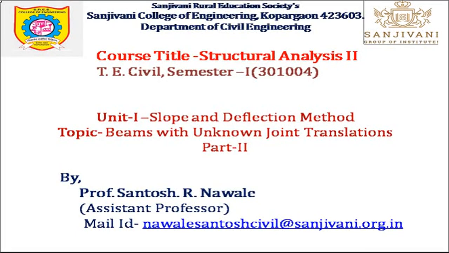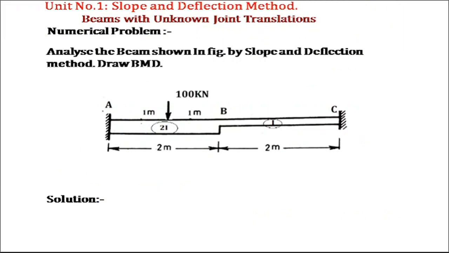Hello everyone. In this video, we are going to learn beam with unknown joint translation, part 2. Part 1 we have already seen in the last video, by the slope and deflection method for the subject structural analysis 2. So this was the given problem.